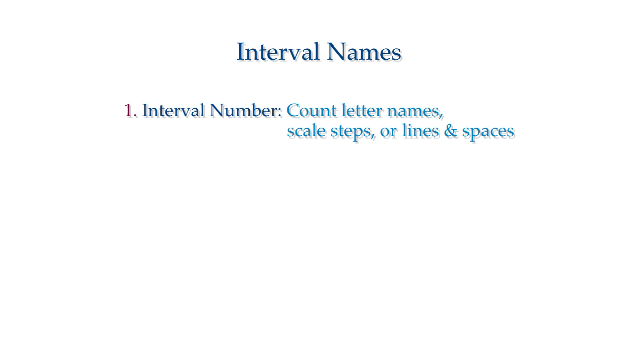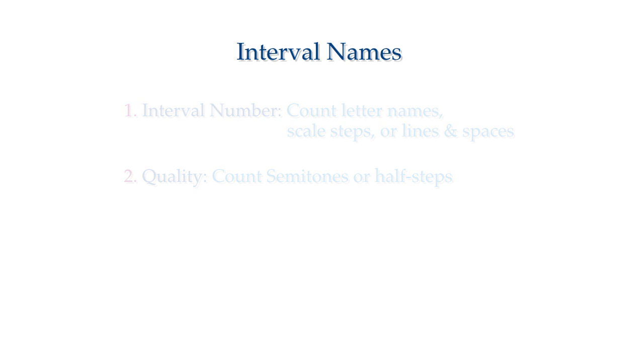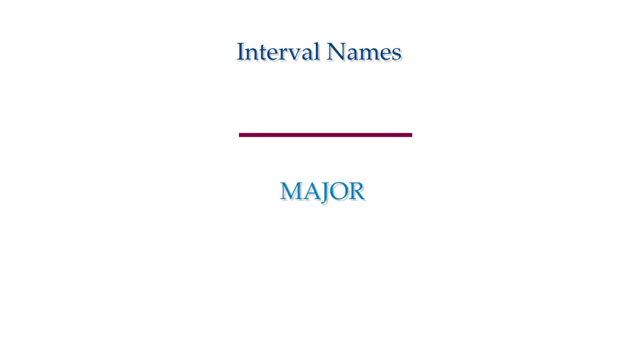One way to think of labeling intervals is to consider two different factors. First, how many letter names or lines and spaces apart are the pitches. Once you know the interval number, you can count the number of half steps to determine the quality: major, minor, perfect, augmented, or diminished. If you make a major interval even bigger, it becomes augmented.